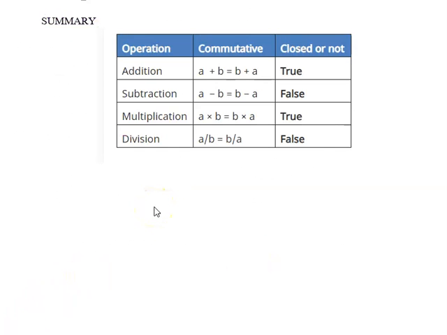Now we'll summarize all the results. So for commutative property, if you do addition, that is a plus b is equal to b plus a, it's satisfied. And for subtraction, a minus b equal to b minus a, we have seen that it's not satisfied, so it's false. For multiplication, a times b equal to b times a, so it's satisfied, it's true. For division, a divided by b is not equal to b by a, so it's not satisfied, so it is false.